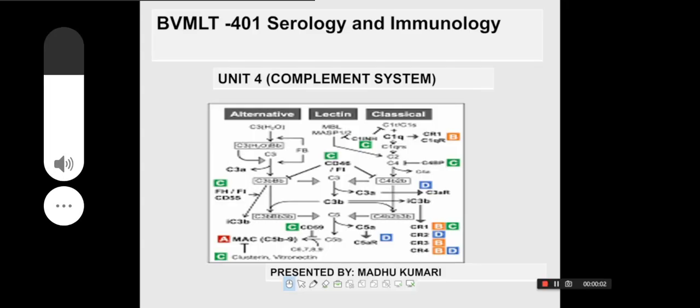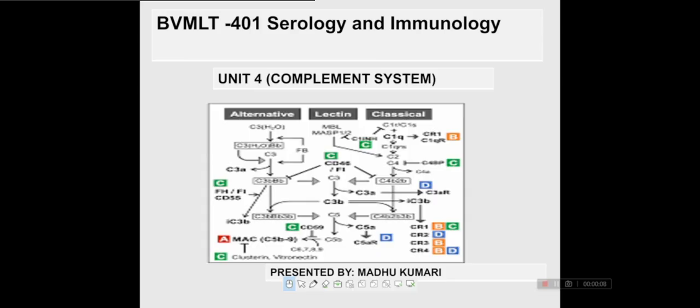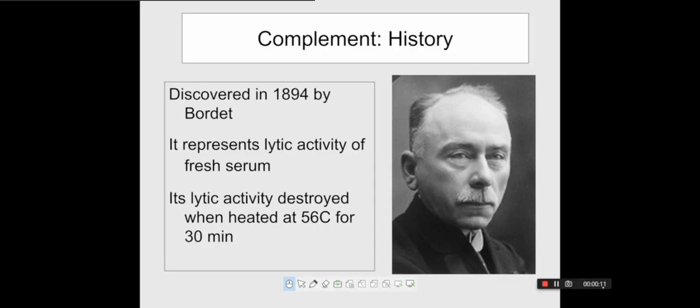Today we discuss the complement system, which comes under serology and immunology topics. First we discuss what the complement system is, who discovered it, and its history. The complement system was discovered in 1894 by a scientist. It represents the lytic activity of fresh serum.